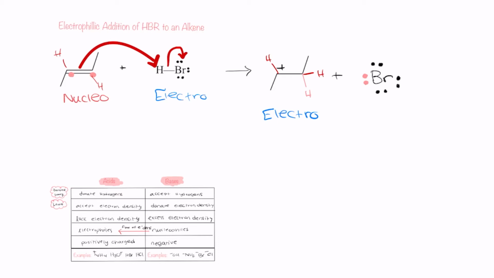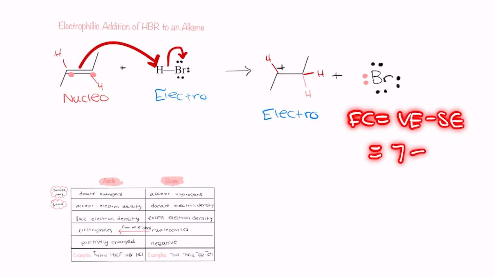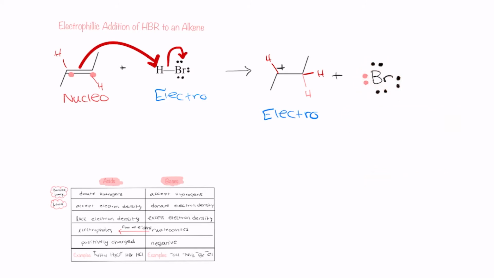And we can go ahead and calculate the formal charge for this bromine atom. So formal charge is equal to valence electrons minus surrounding electrons. How many valence electrons does bromine have? Well, bromine is a halogen, so it has 7 valence electrons. And surrounding it right now, there is 1, 2, 3, 4, 5, 6, 7, 8 because of the 4 lone pairs. And 7 minus 8 gives you a -1 charge. Therefore, this bromine is negatively charged.